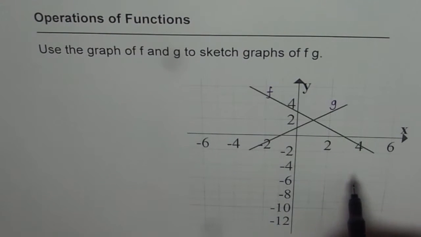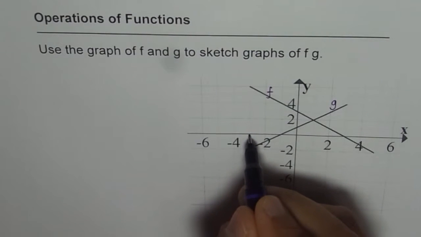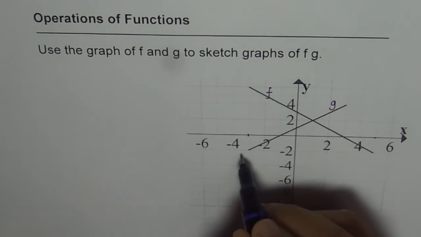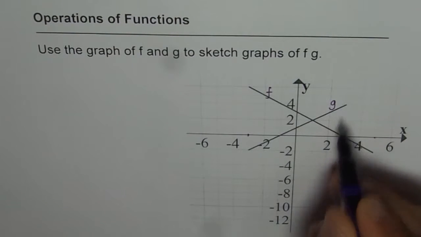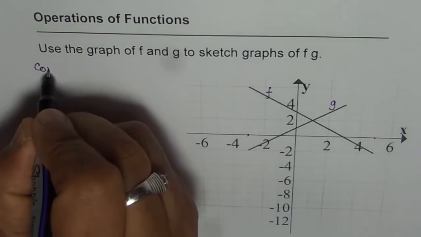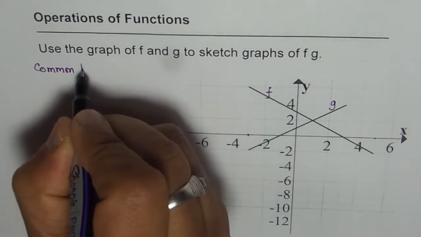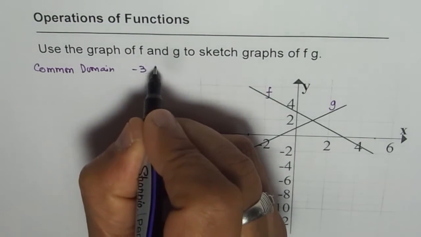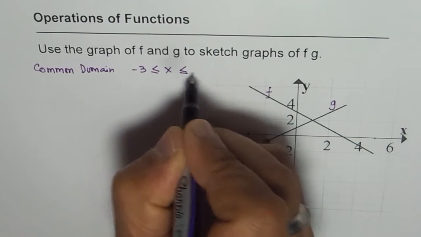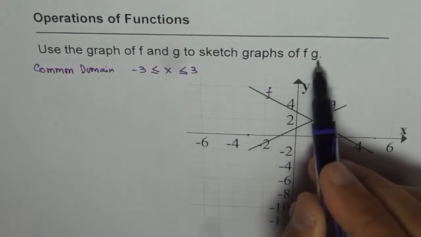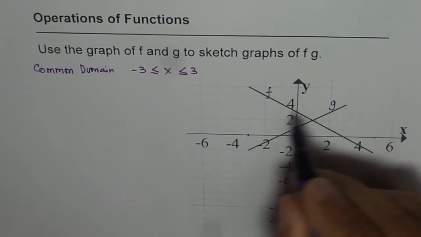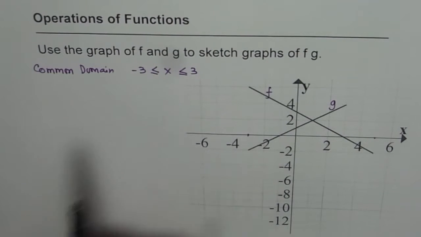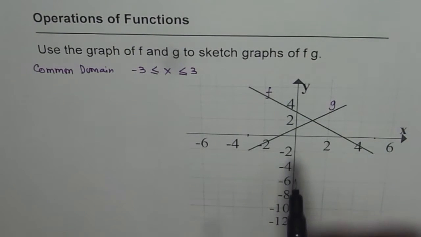Now let's analyze the domain for f. For f, it is from -3 to 5. As far as g is concerned, it is from -3 to 3, correct? That means the common domain, where we can perform this operation, is from -3 to +3, right? So remember, f times g can be found only in this domain, from x value -3 to 3.